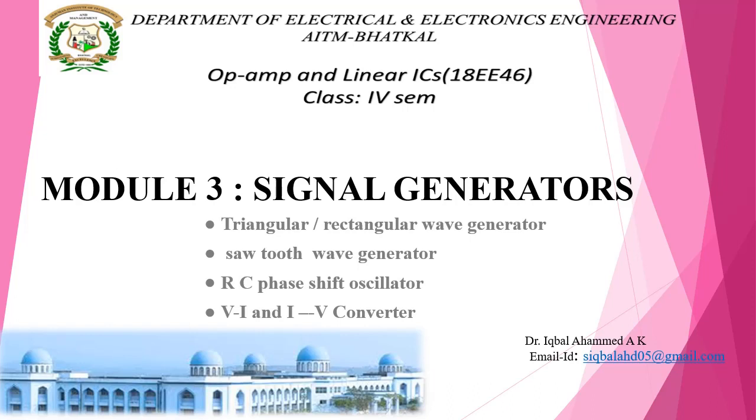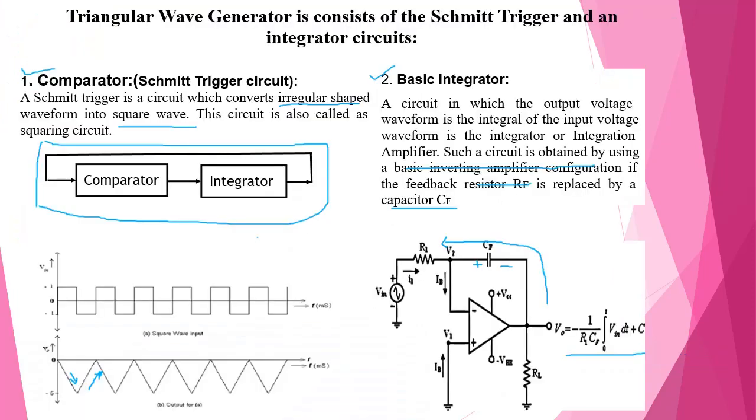In the signal generator module, there are three sections. One is the triangular or rectangular waveform generator. Second is the sawtooth wave generator, and third is the RC phase shift oscillator. And one more, the voltage to current and current to voltage converter. In the signal generator, first let us understand the triangular wave generator.